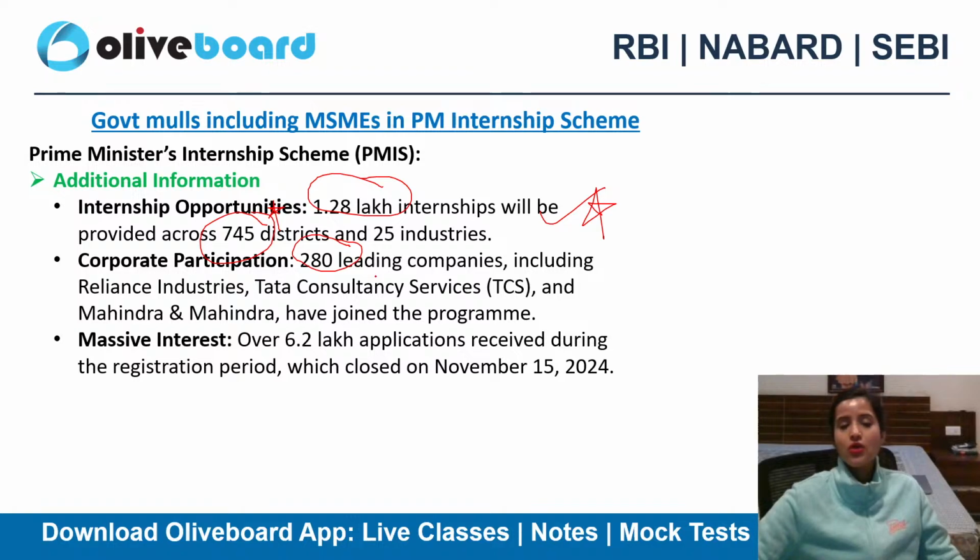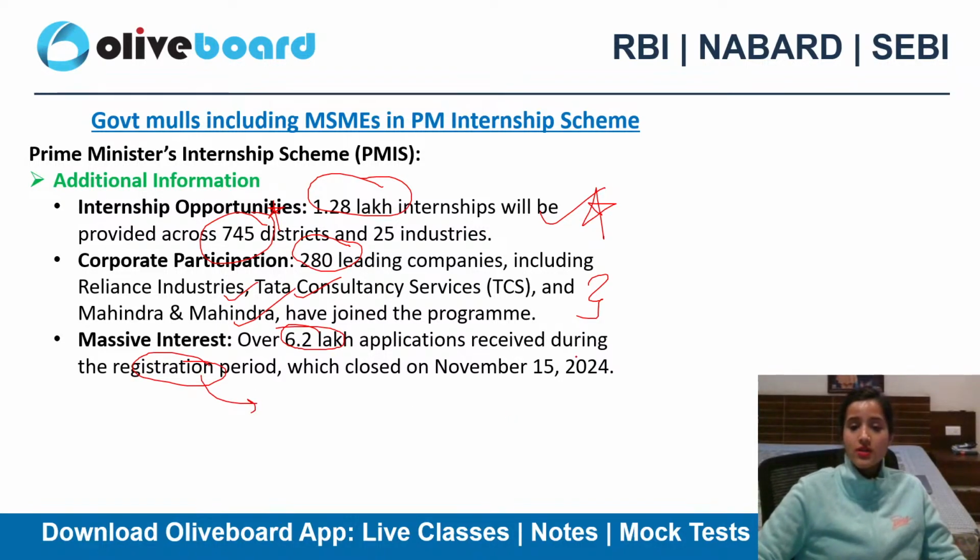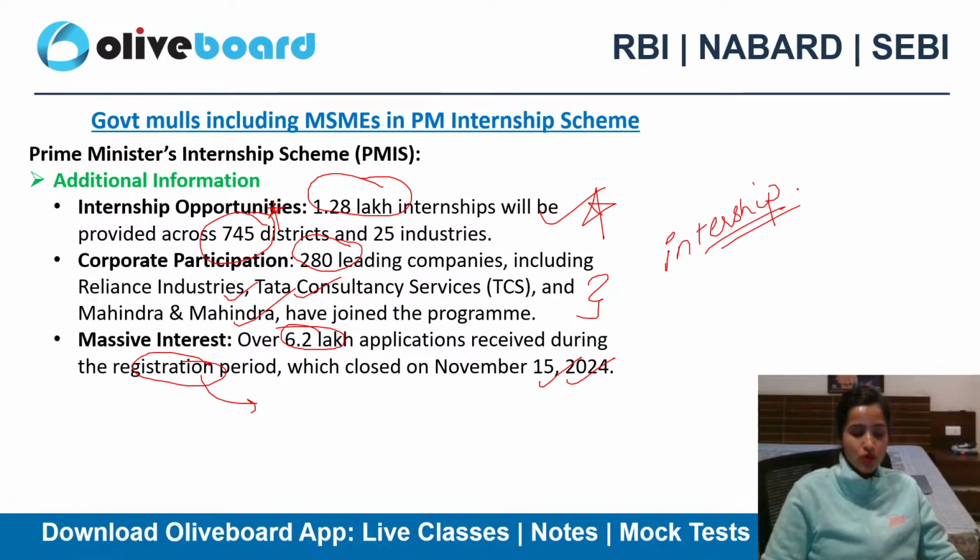280 leading companies are going to participate, and these include Reliance, TCS, Tata Consultancy Services, Mahindra and Mahindra. These will also join the program. Over 6.2 lakh applications were received during the registration period. So when the registration period was announced, around 6.2 lakh applications were received. You can see this closed on 15th November 2024. So now you can see how these internship schemes are benefiting the students, the interns.